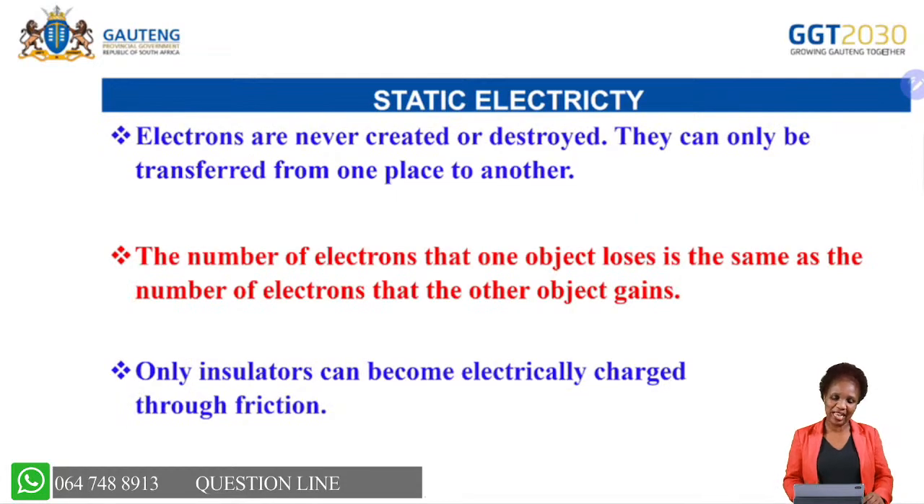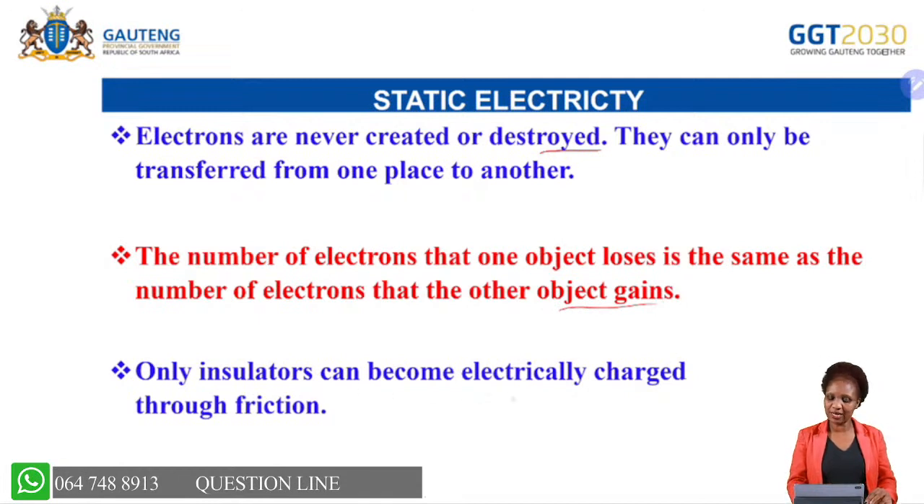And then, electrons are never created or destroyed. They can only be transferred from one place to another. That's why we are saying the same number of electrons that the glass rod loses is the same number of electrons that the silk cloth is going to receive. Easy, isn't it? Good. Let's move on. The number of electrons that one object loses is the same number of electrons the other object gains.